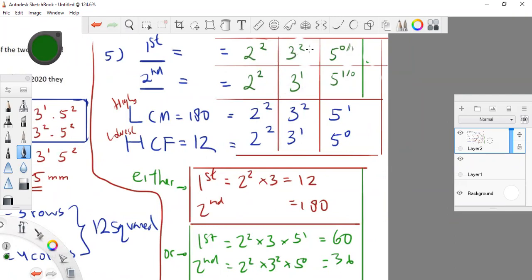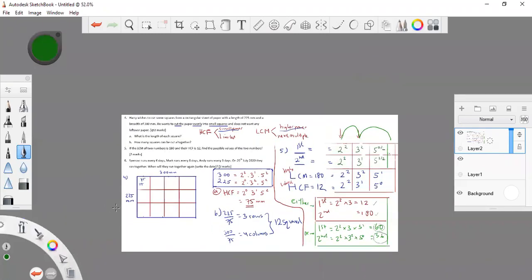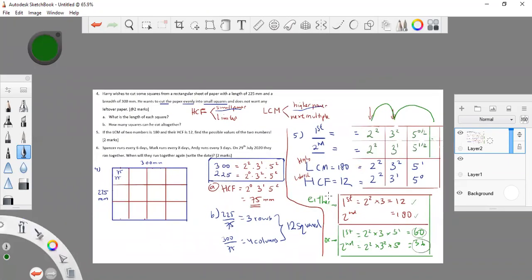times 5 power 0. 2 square times 3 square is 36. And 2 square times 3 power 1 times 5 power 1 is 60, right? Or if you pick the second option here, 2 square times 3 square, 36 times 5 is 180. Or 2 square times 3, 12 times 5 power 0, 12 itself. Okay, it can be either or. Okay, it can be both, but you pick one of it.